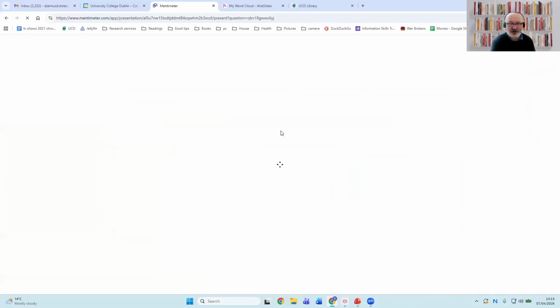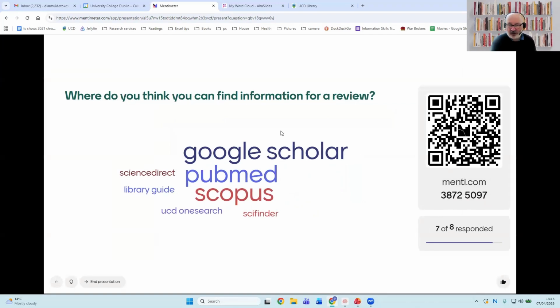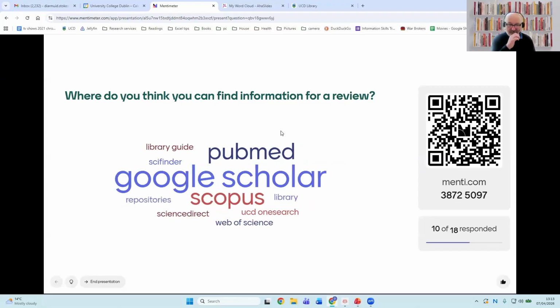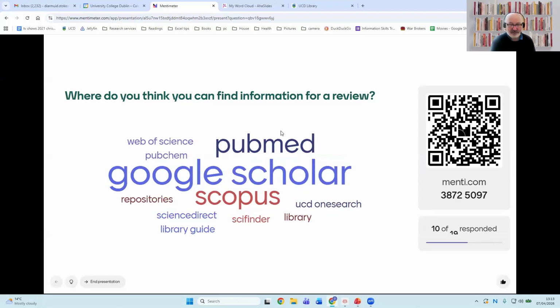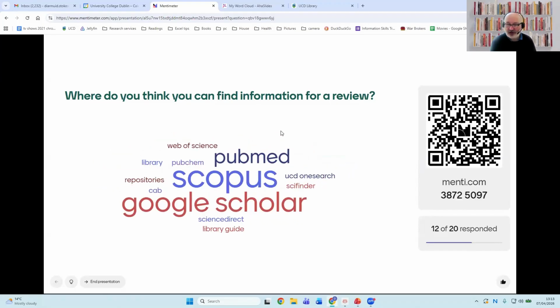Okay, so we're here in OneSearch. Terrific. So Google Scholar, PubMed, Scopus, OneSearch, SciFinder, Science Direct, Library Guide, Web of Science, PubChem. And if you have multiple places, please do put them in. You're not restricted to just one.